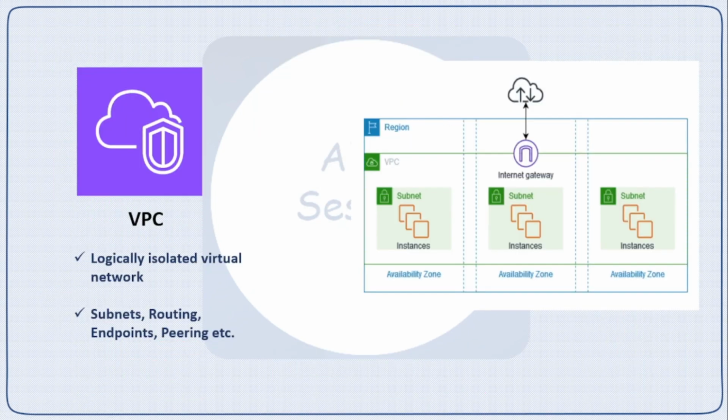So let's start. The first is VPC, that is virtual private cloud, and it helps in creating a logically isolated virtual network. So here you can create your virtual network and you can then host your resources inside that. You can create subnet, routing, all these things inside the VPC.